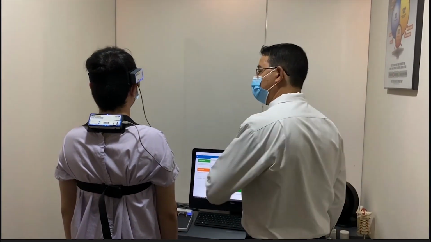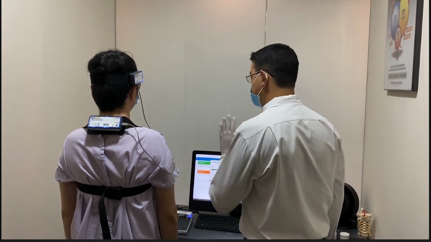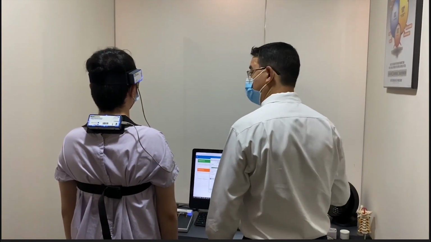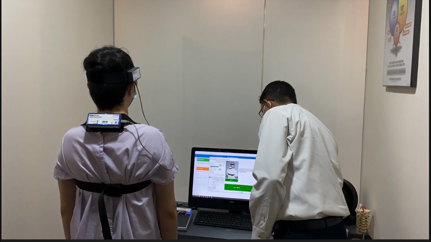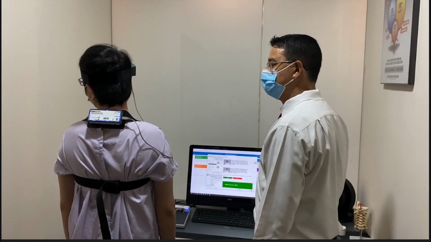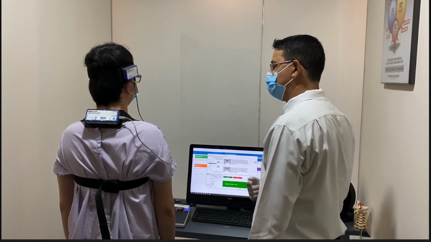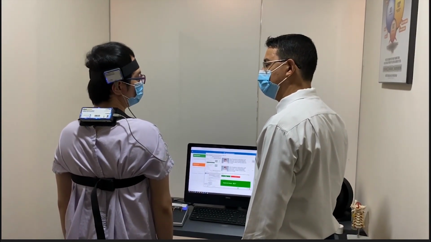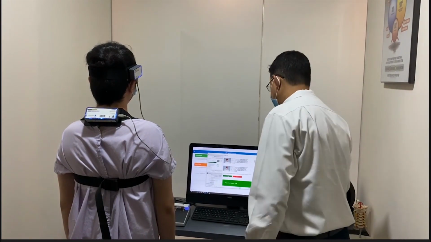Next one is where you're going to turn your head and look over your left shoulder. Come back to the middle, over your right shoulder. Ready? Okay, go for it. Right shoulder, back to the center, and just relax.